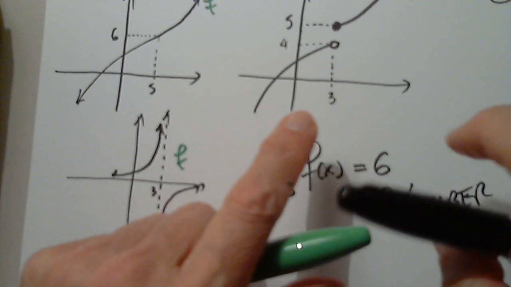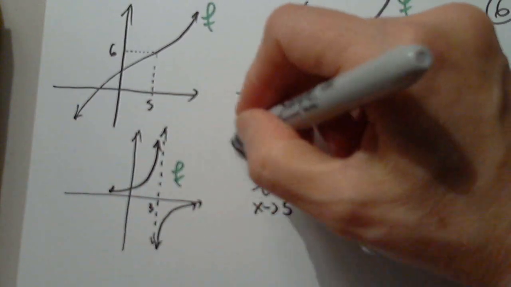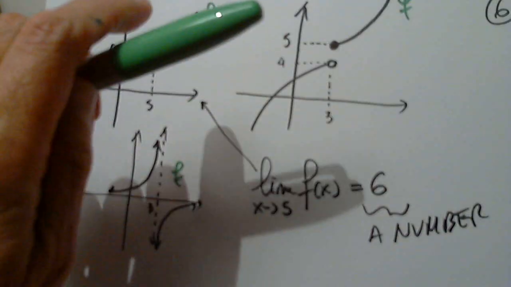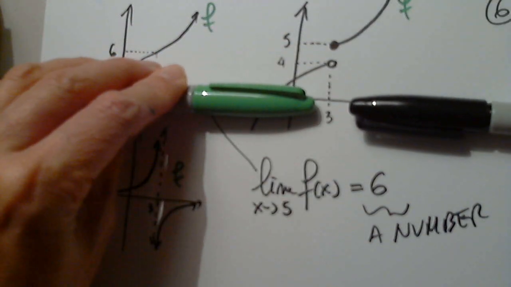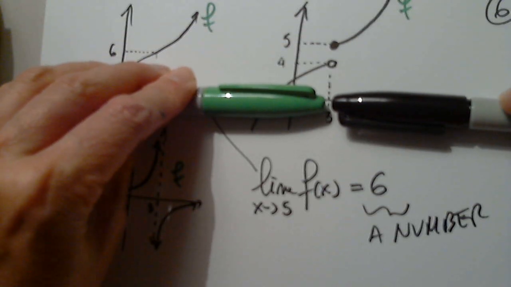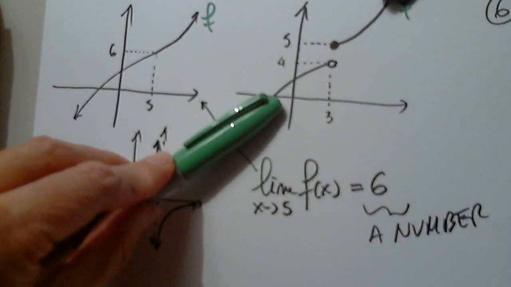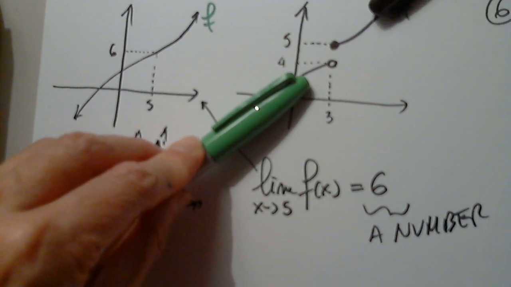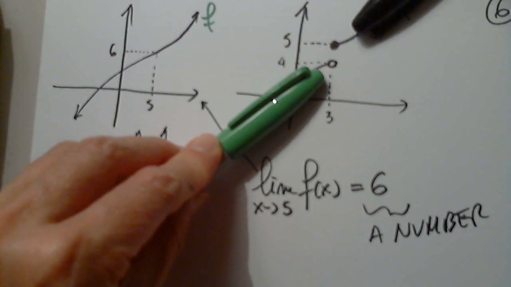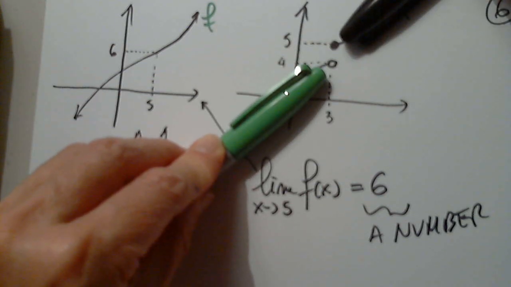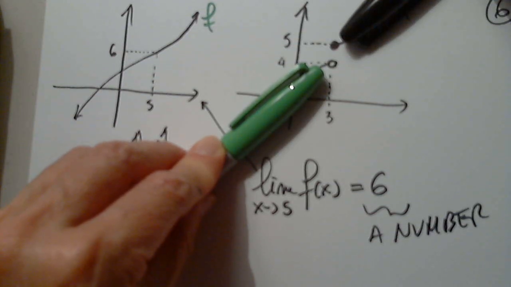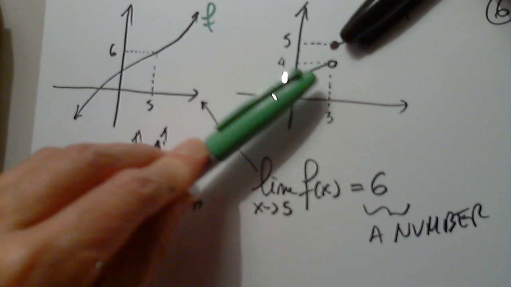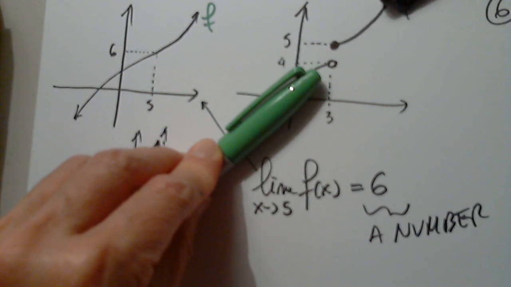Okay, let's look at the second one. So this was for this. Let's look at the second one. As x approaches 3 from either side, the function values, the tendency of the function, get closer and closer to which number? 4. From the left, 4. Oh. But from the right?